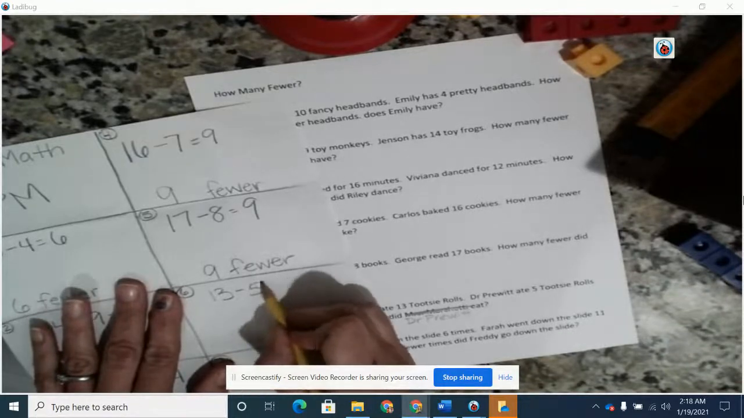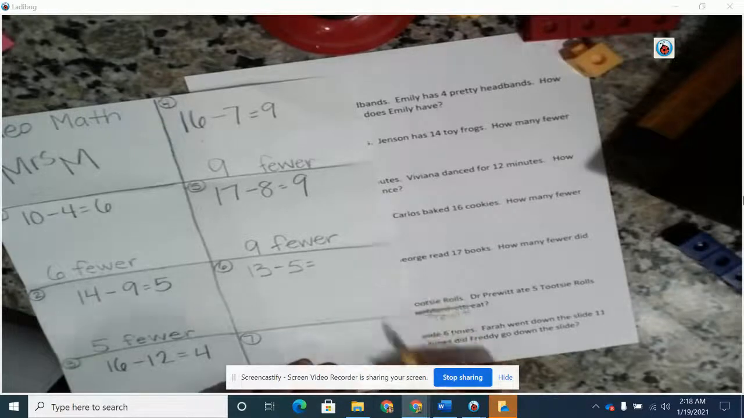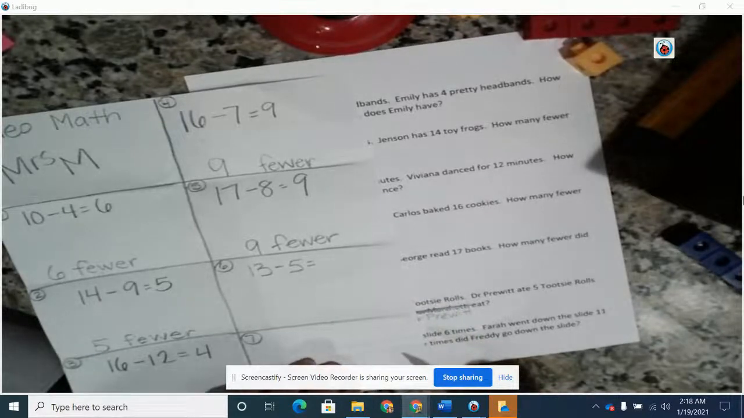So we're going to write our equation. That's what we can do right away now. We don't have to do the blocks first. So 13 Tootsie Rolls, take away 5 Tootsie Rolls. We need to know the difference. So I can draw a picture of 13 things if I want to.